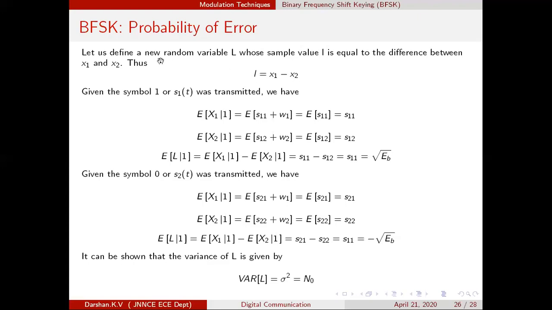So naturally we should write like this. Let us define a new random variable L whose value is small l. This is how you are supposed to write. Any random variable should be specified in capital letters. The value of the random variable should be written in small letters.